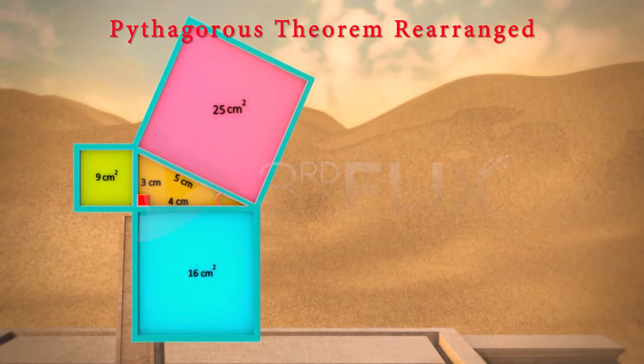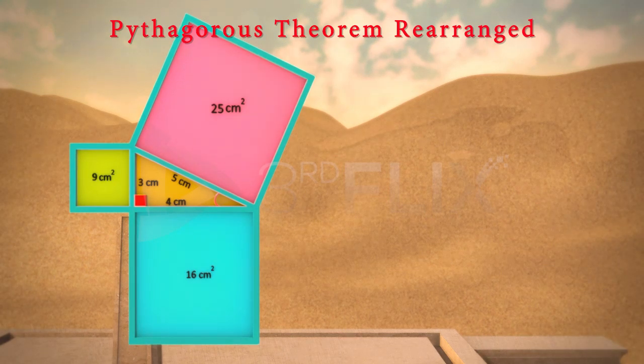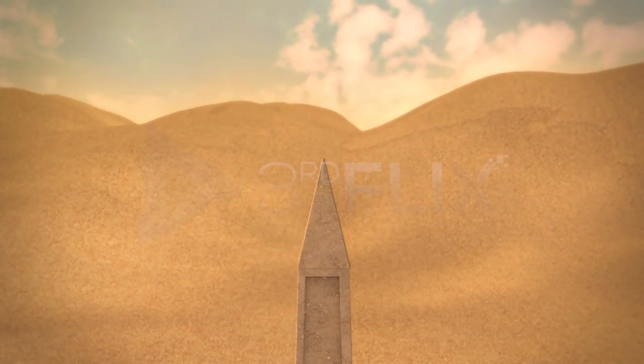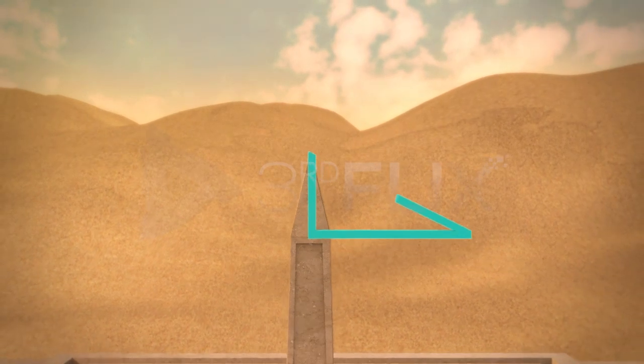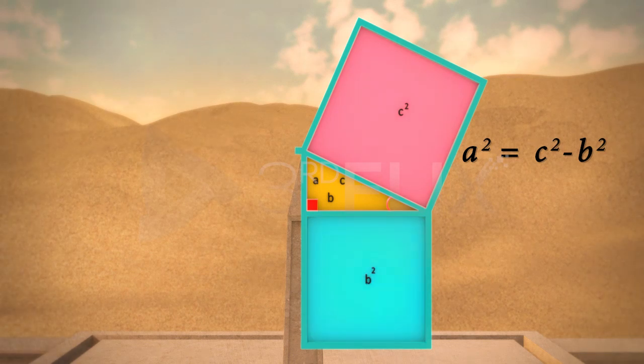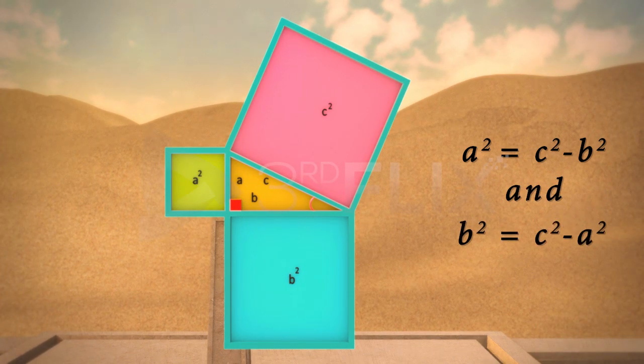Pythagorean theorem rearranged. The Pythagorean theorem, when rearranged, states that the result of subtracting the square of one side from the square of the hypotenuse is the square of the third side. A squared equals C squared minus B squared, and B squared equals C squared minus A squared.